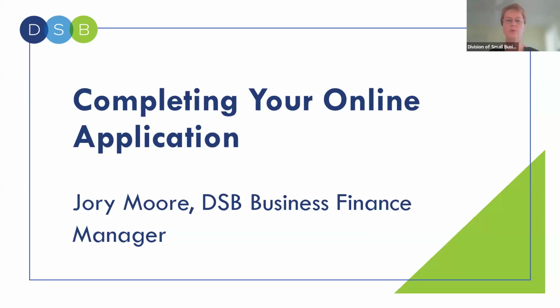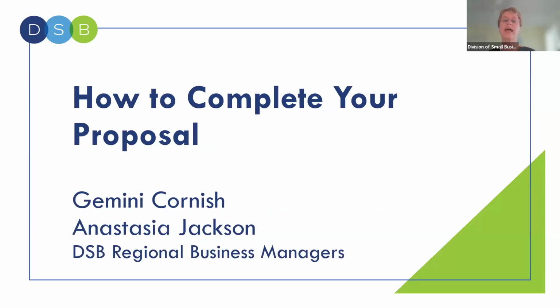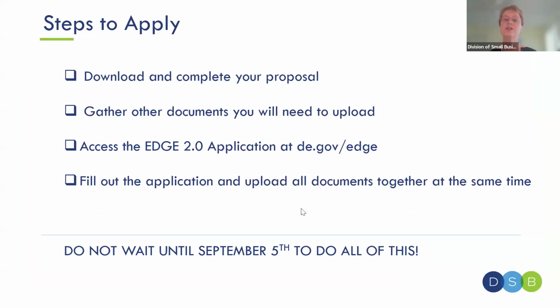Now, since we've worked through this, now we're going to talk about how to complete your proposal section. And to do this in a moment, I am going to introduce Gemini Cornish and Anastasia Jackson, two of our DSB regional business managers. A couple of notes first. So JJ just gave you a lot of information, and you might be wondering, how should I go about this? So here are the steps that we think that you should take in order to apply.